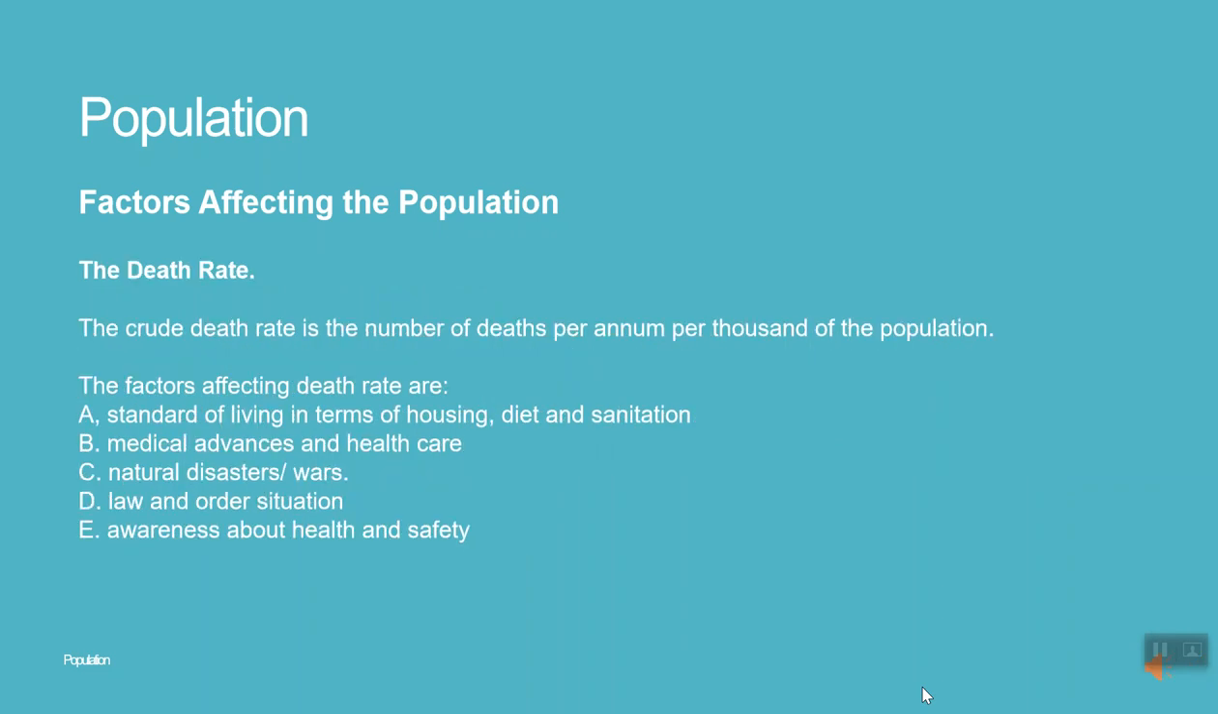The death rate. The crude death rate is the number of deaths per annum per thousand of the population. The factors affecting death rate are: A. Standard of living in terms of housing, diet and sanitation. B. Medical advances and health care. C. Natural disasters/wars. D. Law and order situation. E. Awareness about health and safety.